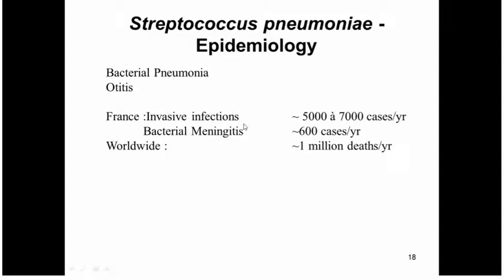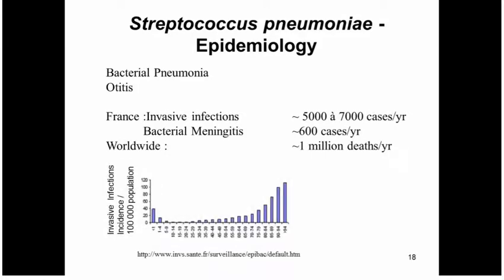Now in France, it will be causing 5,000 to 7,000 invasive infections per year and 600 cases of bacterial meningitis. So an invasive infection means growth of the bacterium in a compartment of the body which is normally sterile. So bacterial pneumonia is an invasive infection. Meningitis is an invasive infection. Just an infection in the middle ear without any complications is not an invasive infection, because the middle ear is on the outside of your body. It's not a sterile compartment.